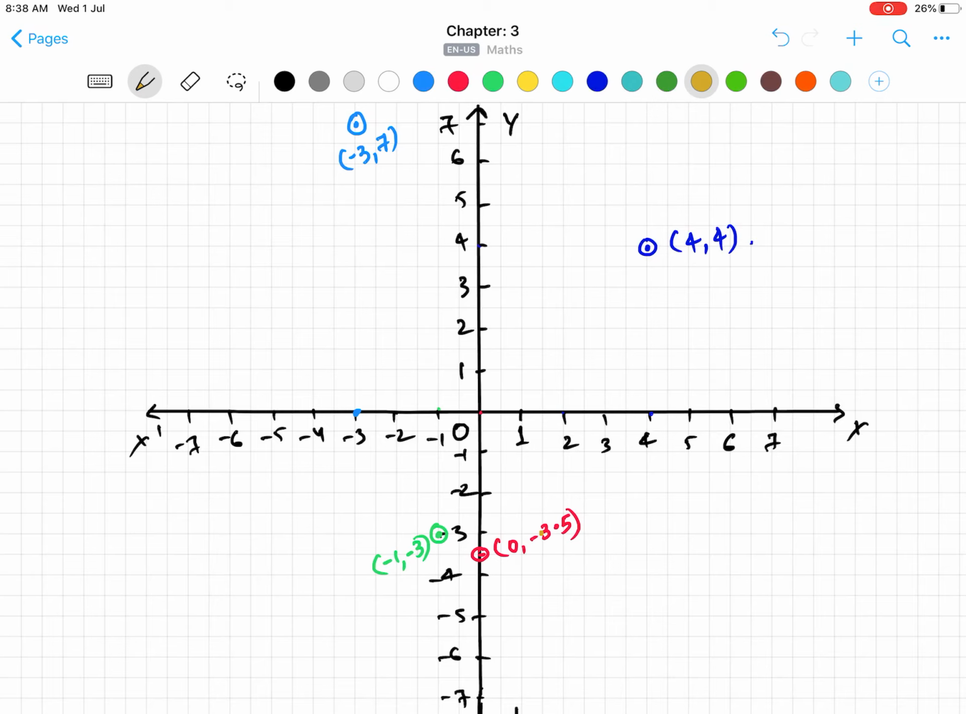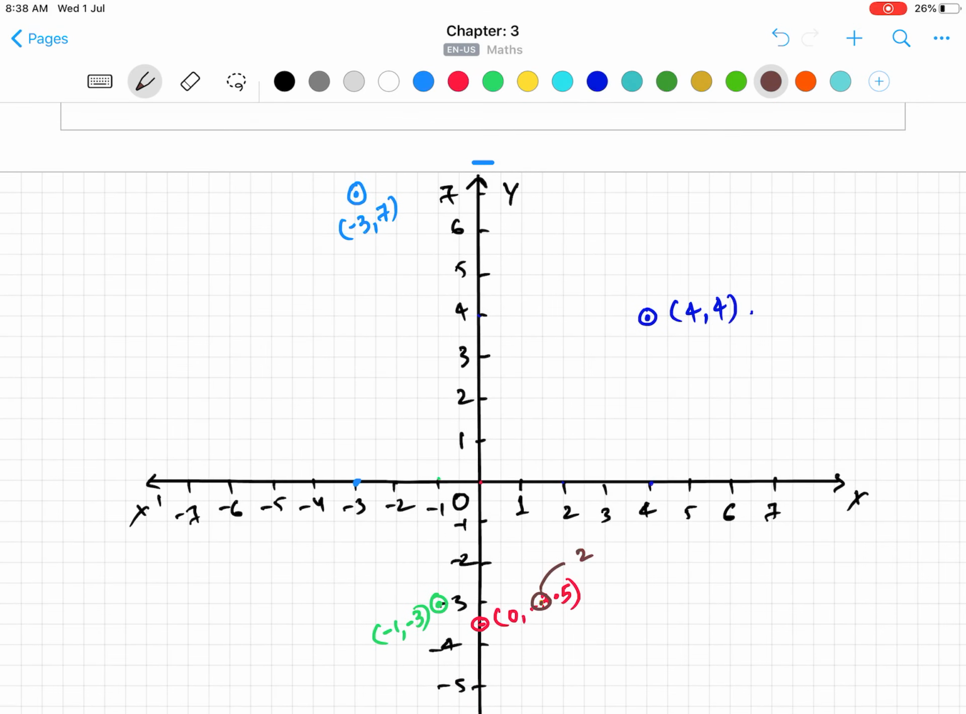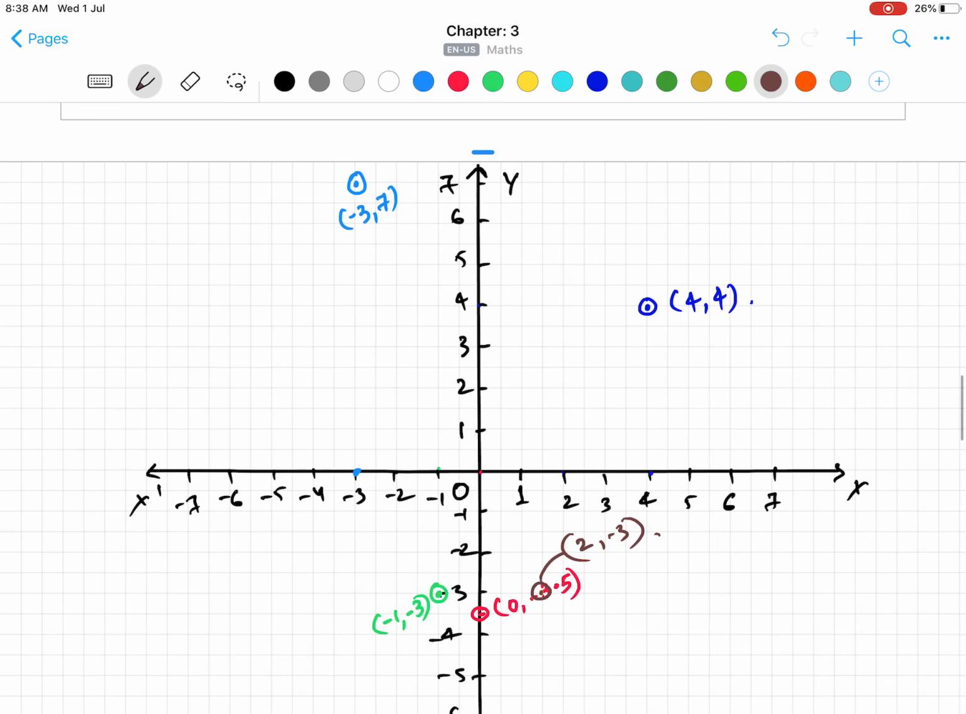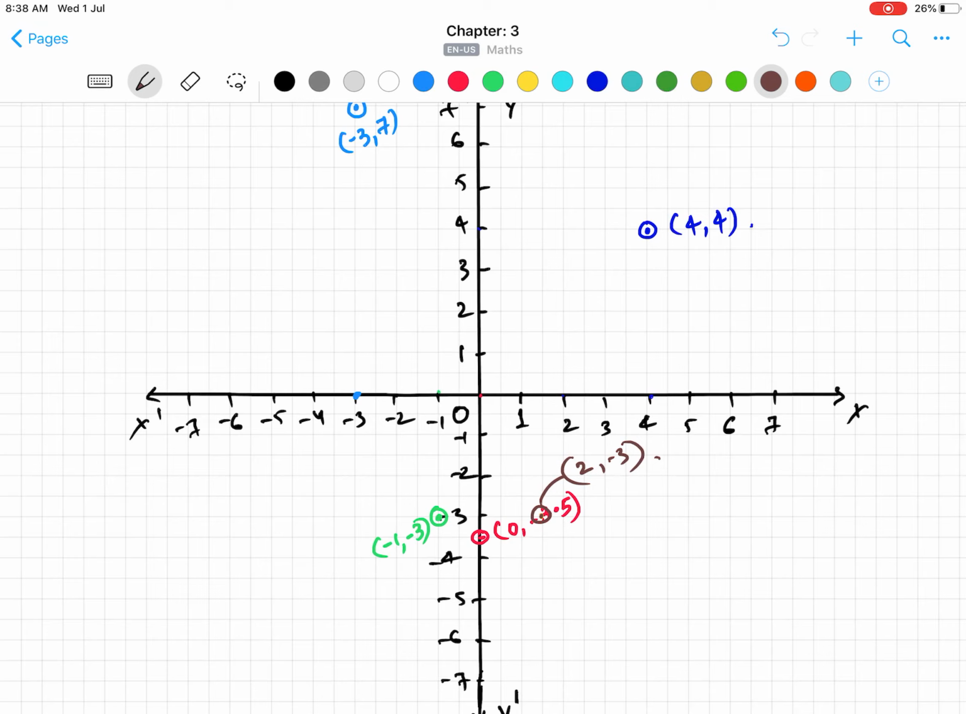Let me choose a different color. This point will be here. This is x = 2 and y = -3. Okay, so that's how we can plot, draw, or mark any point on the Cartesian plane. You have to mark this point on the graph paper.